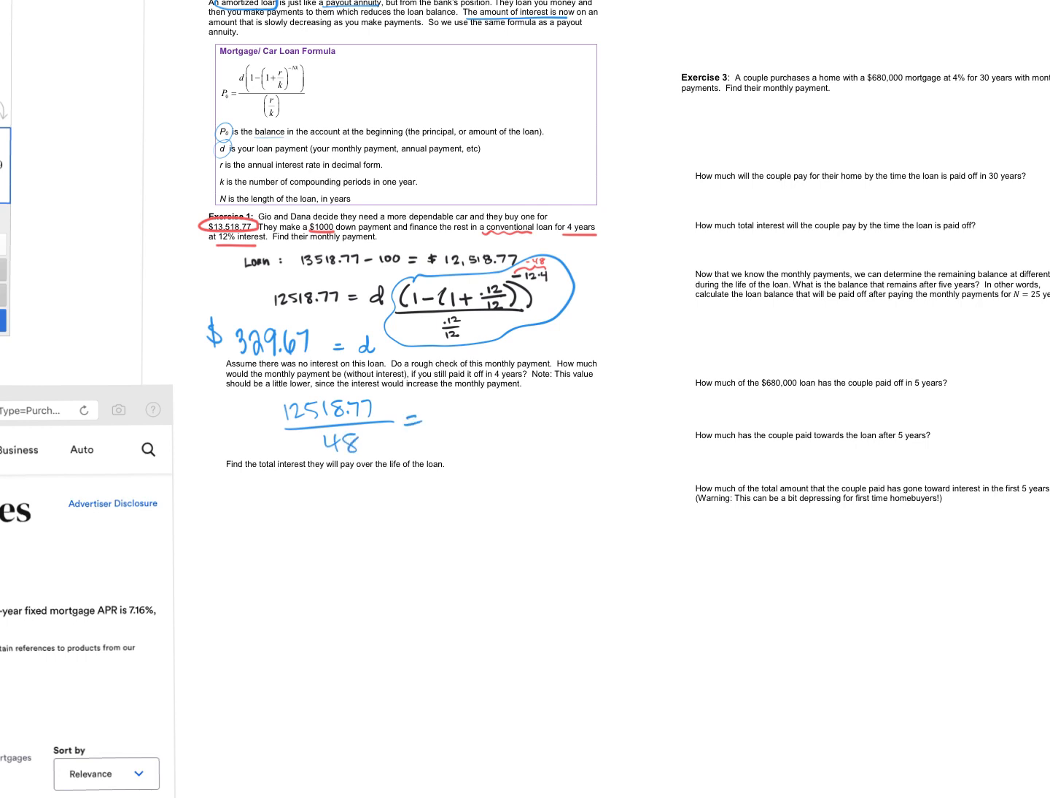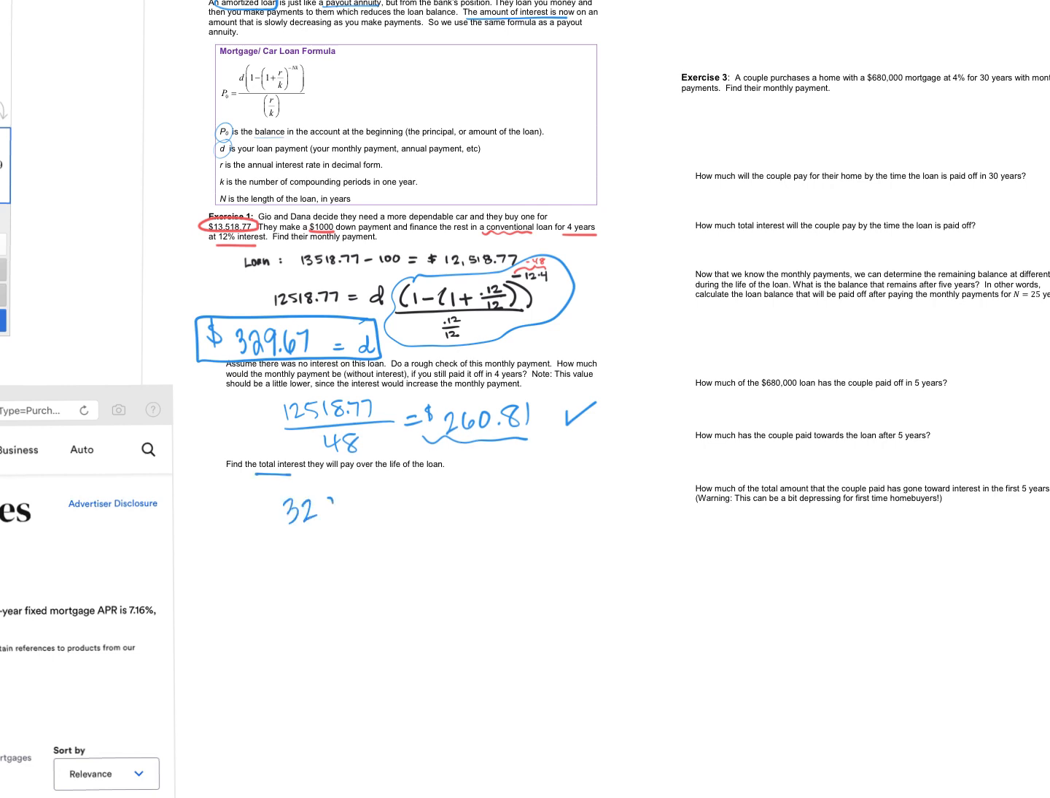And when you enter that into your calculator, you get that it will be about $260.81. And so what should be happening is the actual payment should be just a little higher than that because this will include interest. And so that's my rough check that I did that correctly. Now next I want to find out the total interest that we pay.